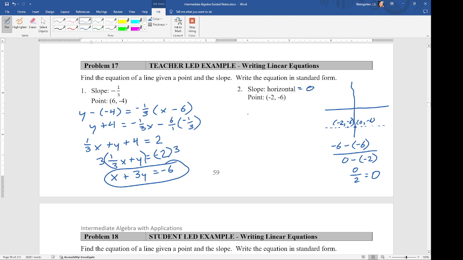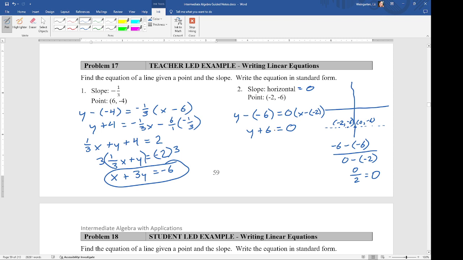We can still put this in point-slope form. We're going to have y minus our y value is equal to our slope times x minus our x value. Y minus the -6 is y plus 6 equals 0 times anything, which is 0.